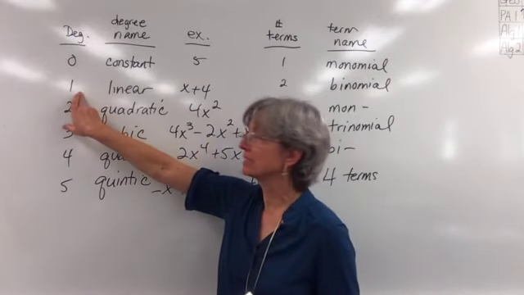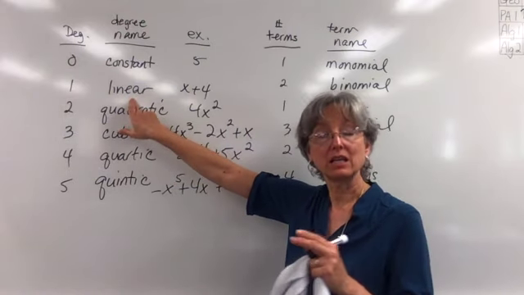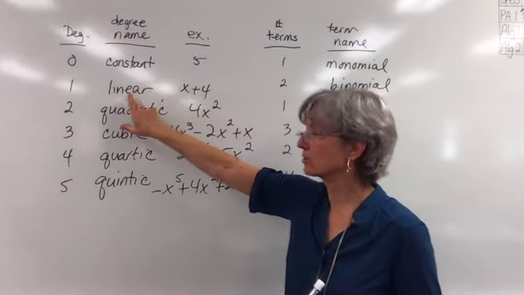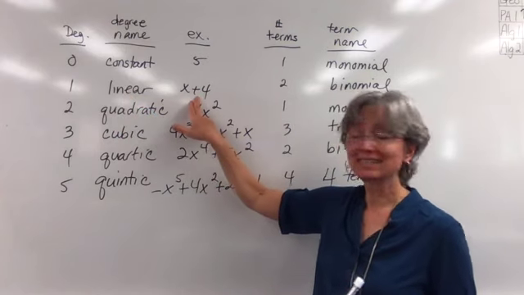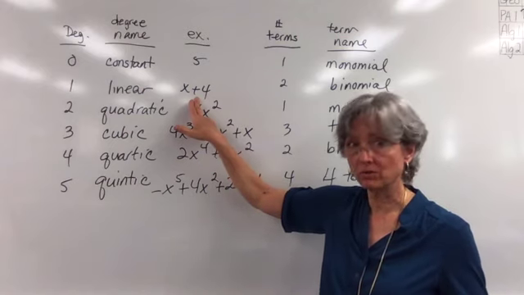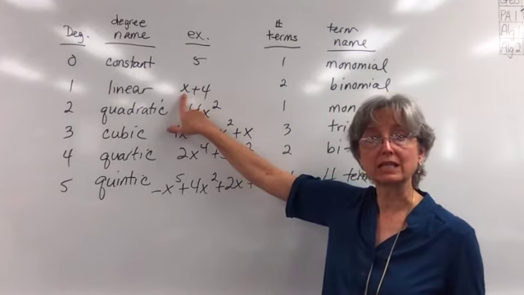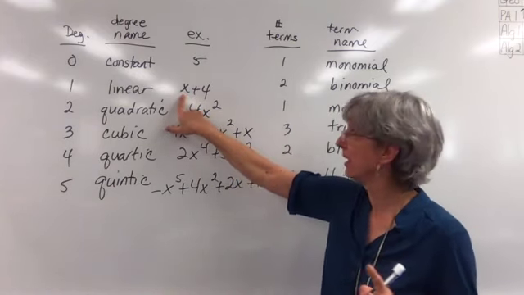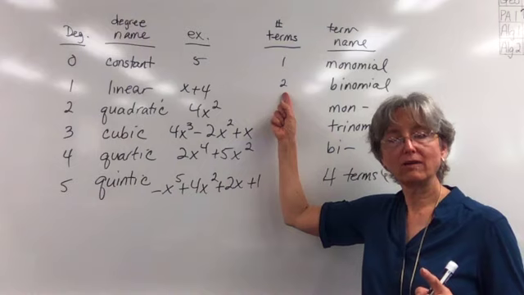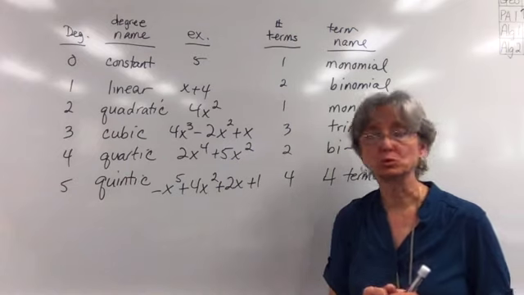Our next example is a degree of 1. A degree of 1 is called linear, because if we graphed it, it would graph a line. If we graphed a constant, it would just be a point, wouldn't it? This creates a line, so it's linear. An example would be x plus 4. So y equals x plus 4, or f of x is x plus 4. That's an example of a linear equation. Notice this is a degree of 1 because the exponent of x is 1. This has two terms, x and 4. When you have a polynomial with two terms, it's called a binomial, bi for 2.